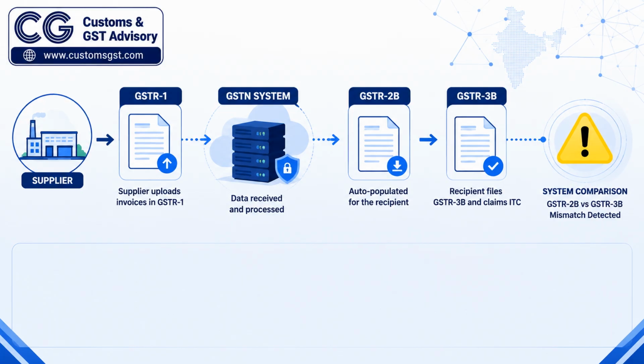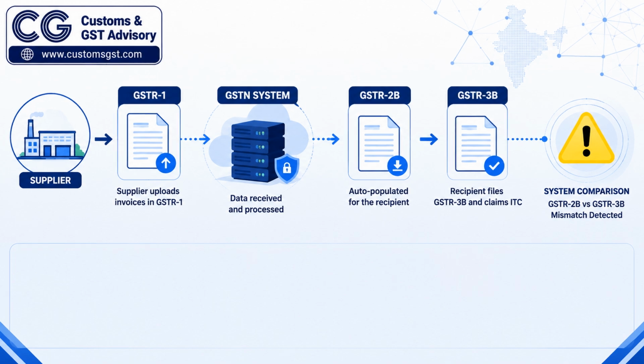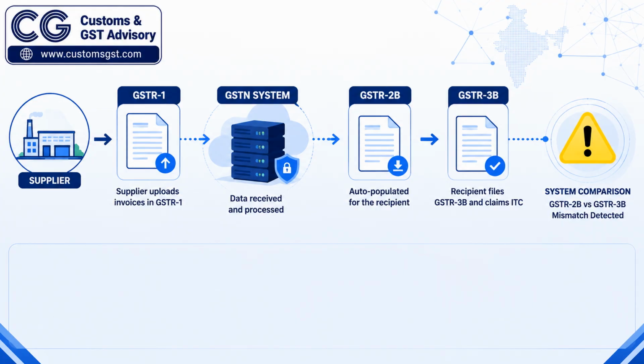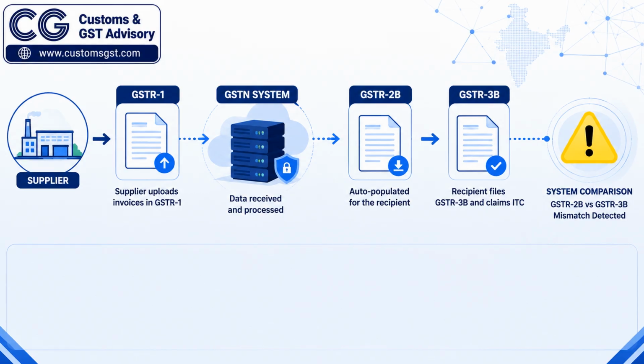Let us first understand the current problem in simple language. Your supplier uploads invoices in GSTR1. Those invoices appear in your GSTR2A and later in GSTR2B. You file GSTR3B and claim input tax credit. Now the GST system compares these two numbers. If GSTR2B shows less credit than what you claimed in GSTR3B, the system may generate a notice.